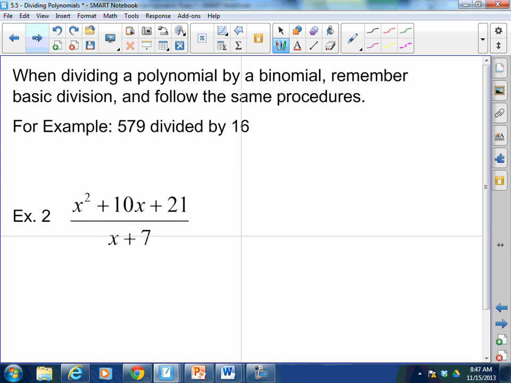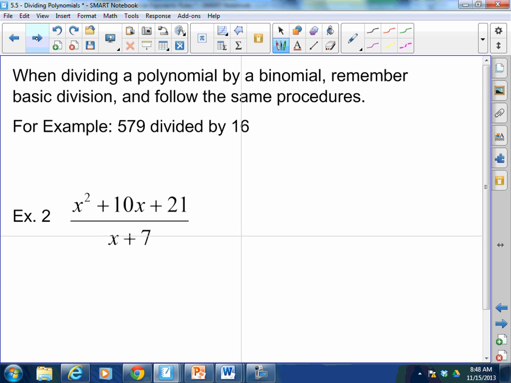When we're dividing a polynomial by a binomial, remember basic division, okay? And follow the same procedures. Now, think about the procedures here. I know what I'm going to do is very simplistic. It's very baby, very second grade. Just remember the basics, and you're going to see how easy the tough stuff is.